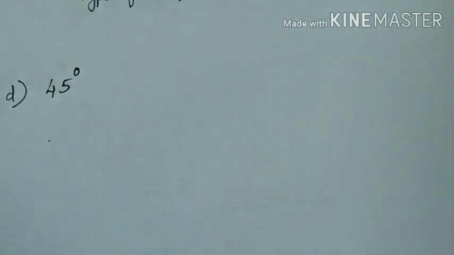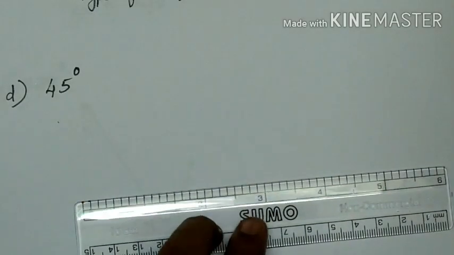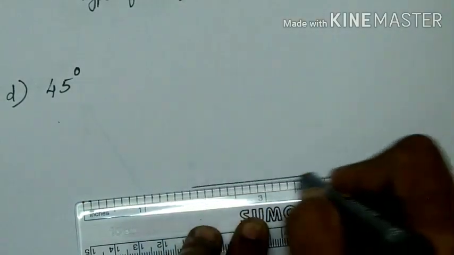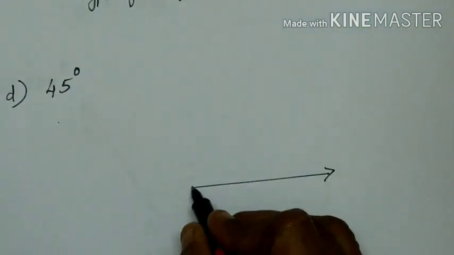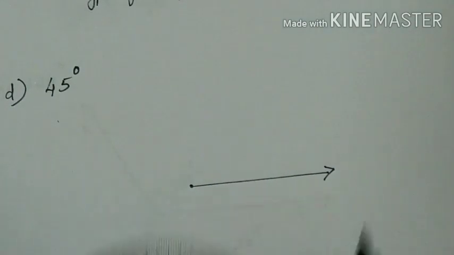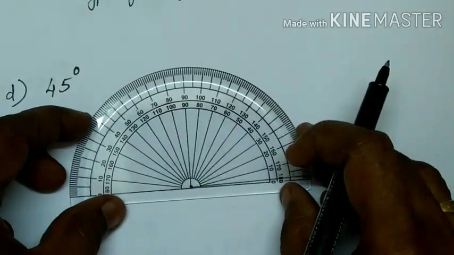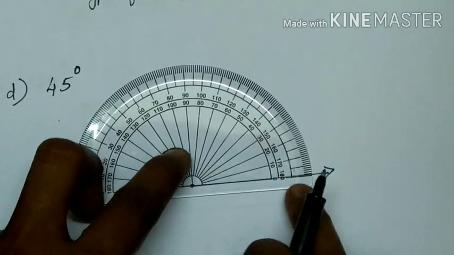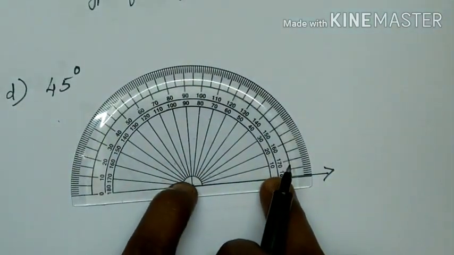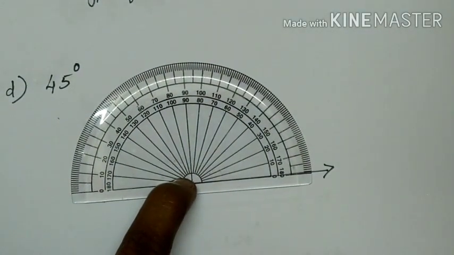45 degree. How can we draw? First, draw a ray. Here I can use the right side arrow mark and this is the vertex, and place the protractor in a correct way. This baseline is above the ray. This is the vertex and we want to draw the 45 degree. 45 degree is placed in between the 40 and 50.